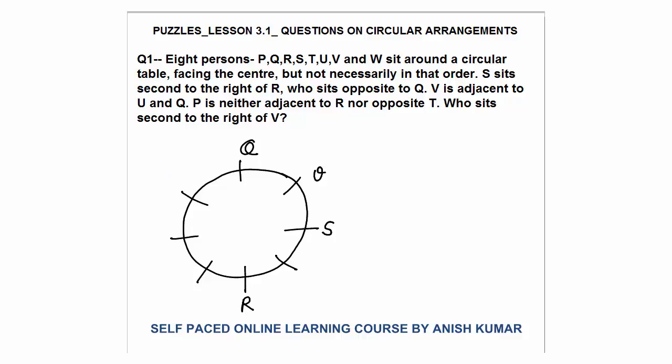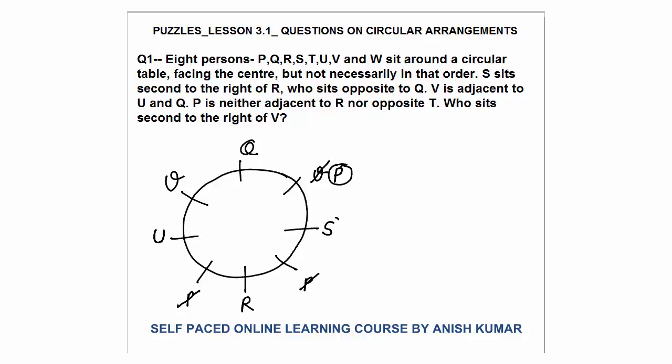So V can't come here, because if V comes here, then U would have to be at this place. So this is not the place for V. V would definitely be here. Now V is adjacent to both Q and U, so this will be the place of U. Next, P is neither adjacent to R nor opposite T. So P can't come here because this would be adjacent to R. P can't come here either. So this is the position of P.